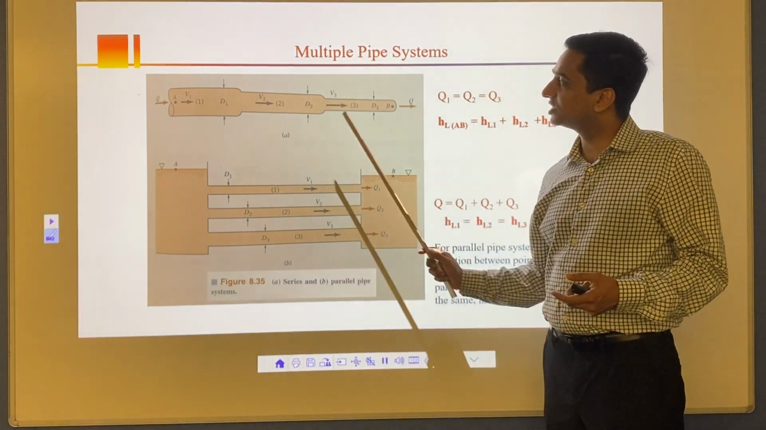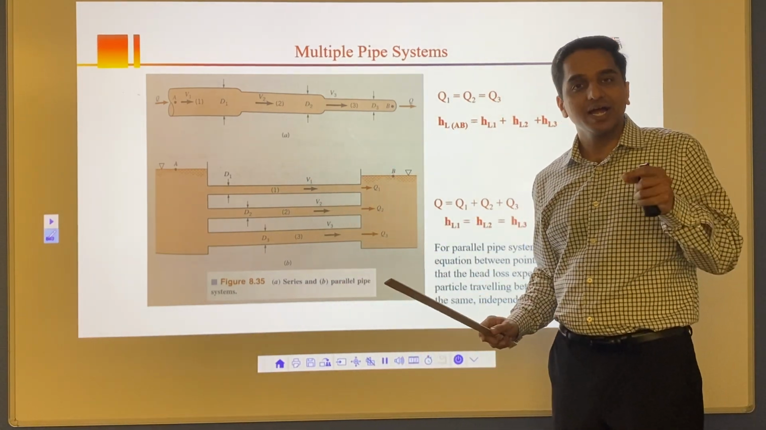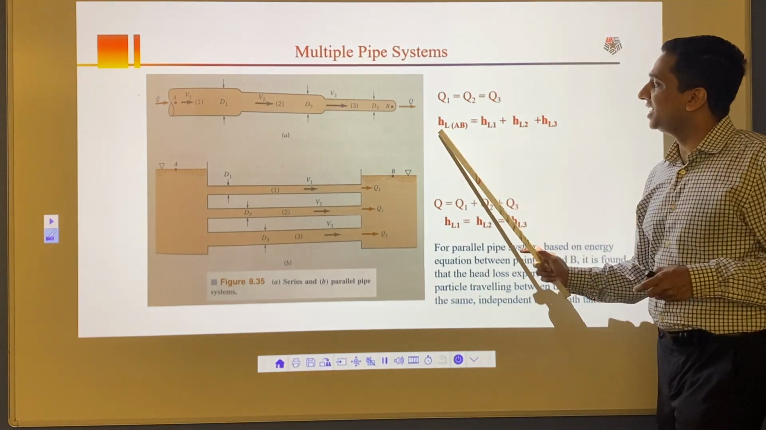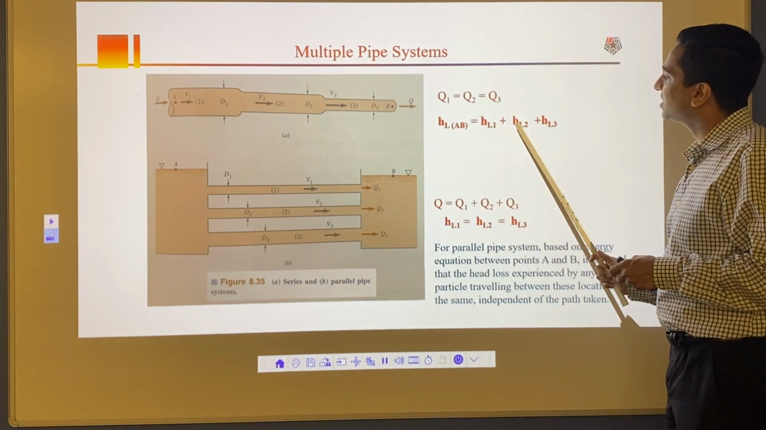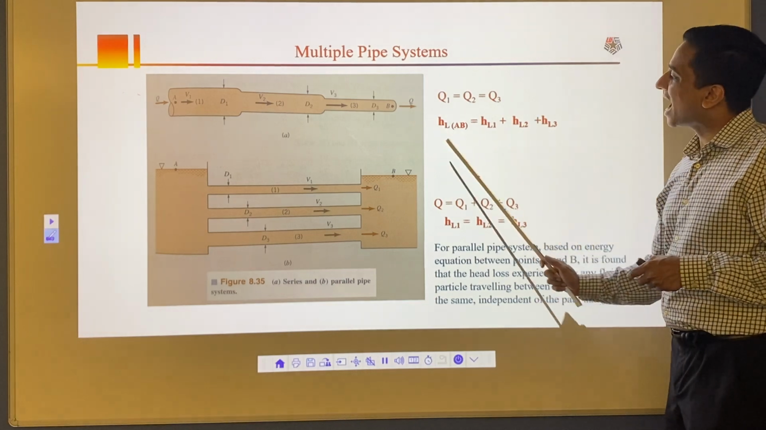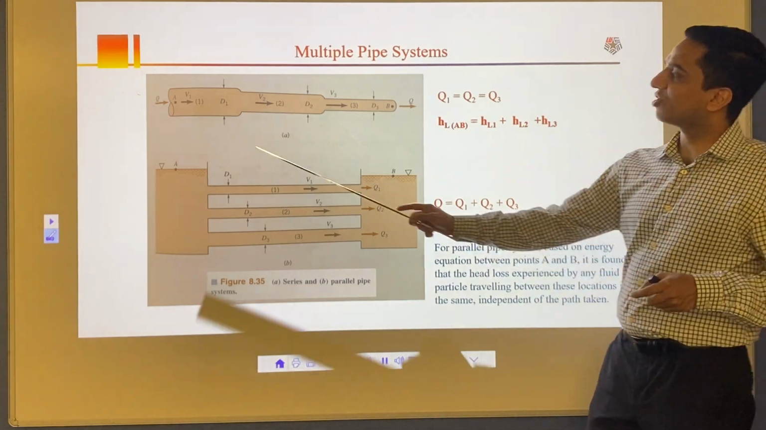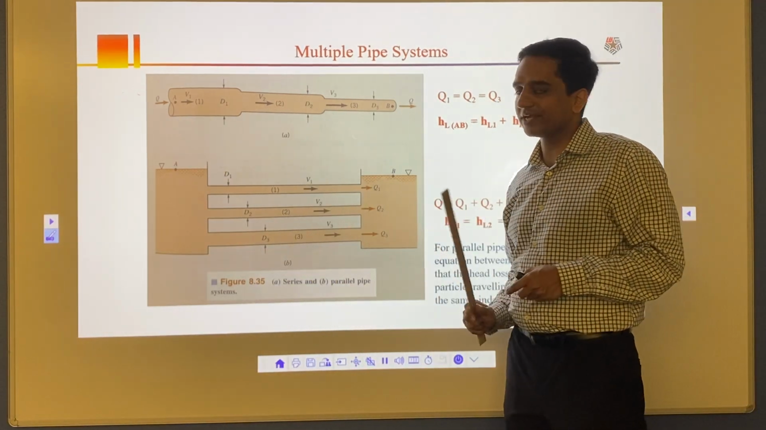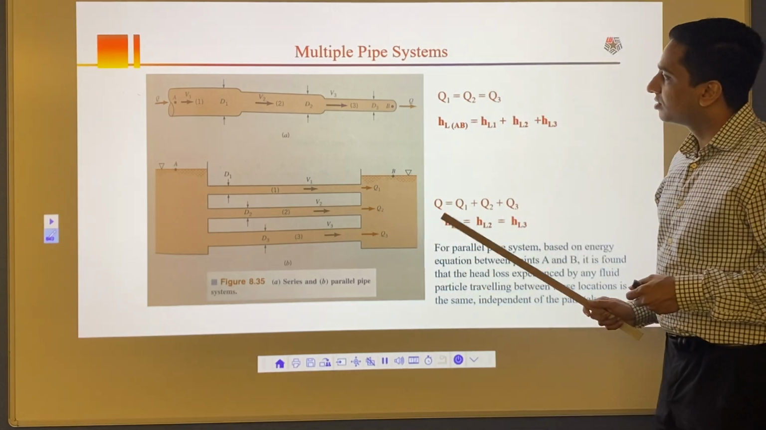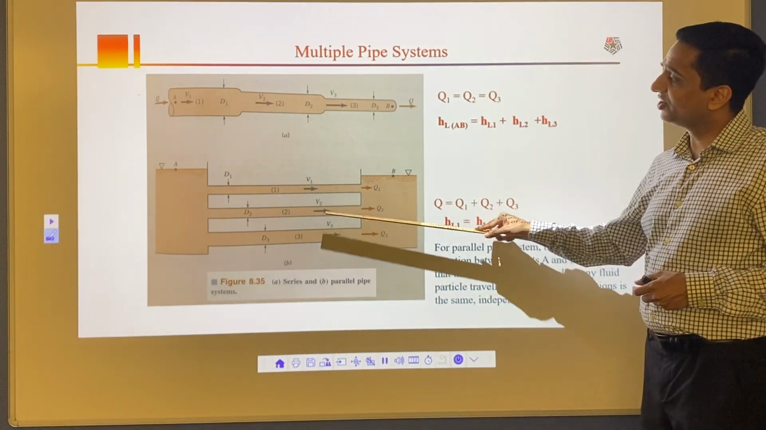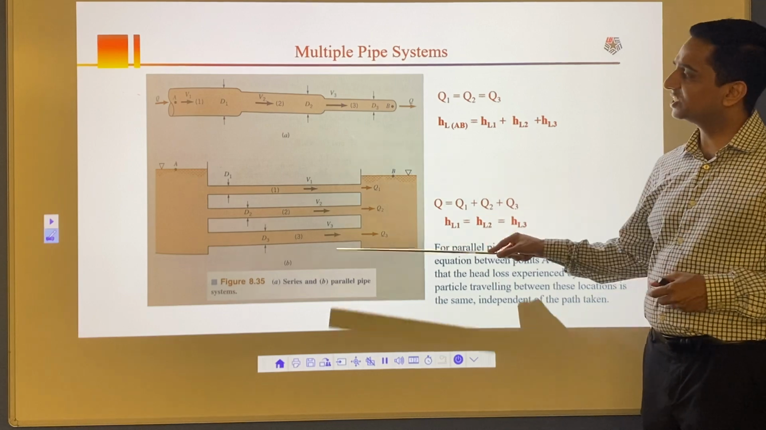Here for the series pipe flow, you add your head loss. HL_AB is equal to HL1 plus HL2 plus HL3. You add your head loss from point A to point B. That's what you do for series pipe flow.